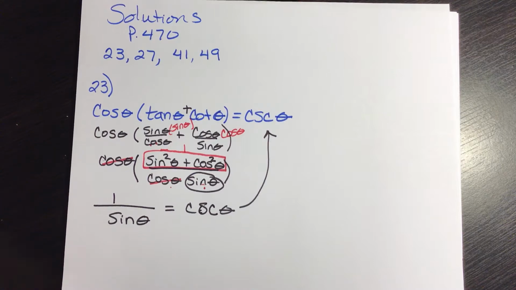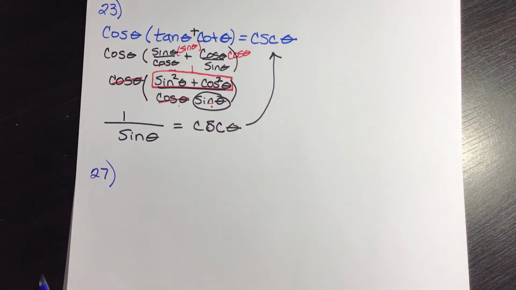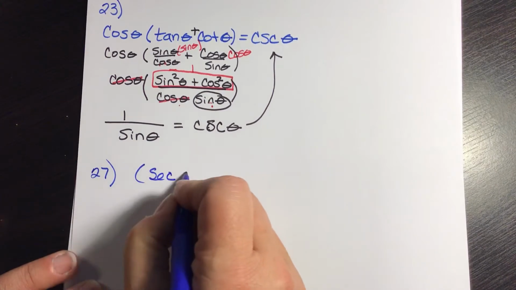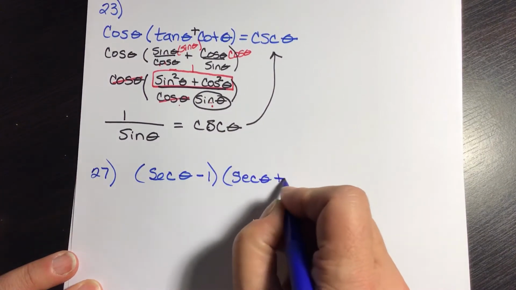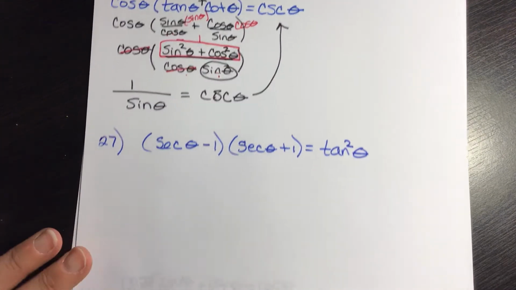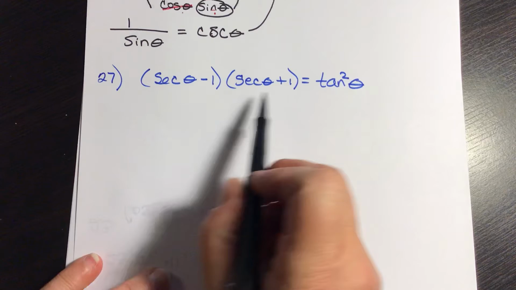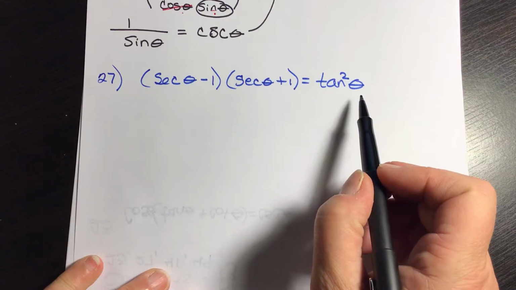The next one, number 27. And I'm just picking random ones that seem to have some different methods that are needed, or different identities that need to be used. So I have secant of theta minus 1 and secant of theta plus 1 equals tangent squared of theta. All right, so I'm going to take what's on the left and I am going to magically work this and end up with what I have on the right.